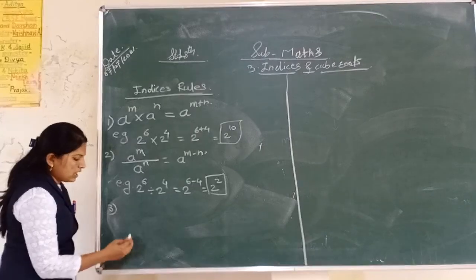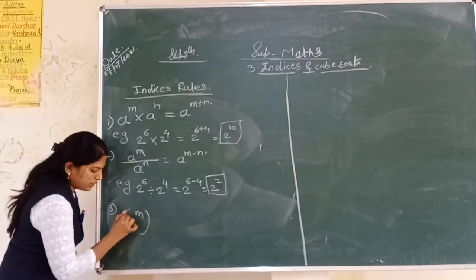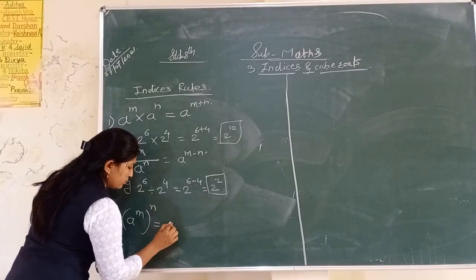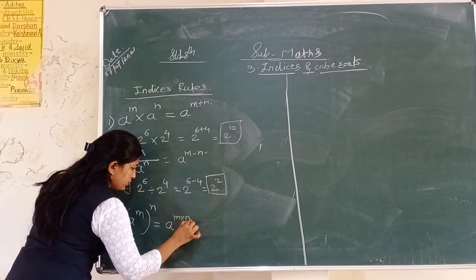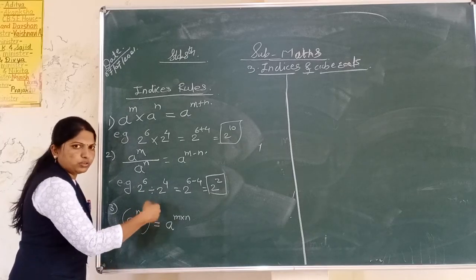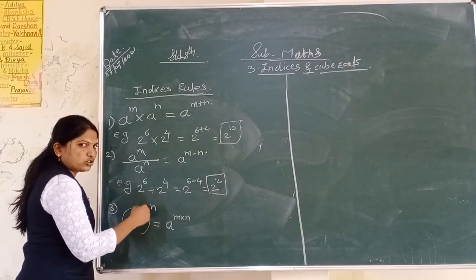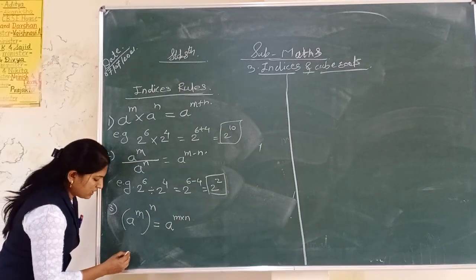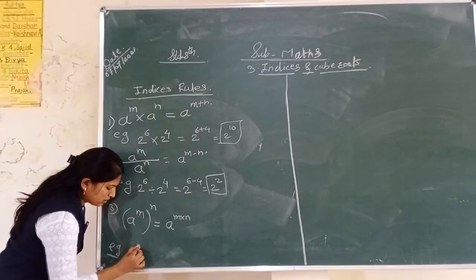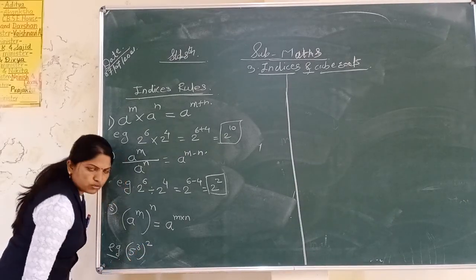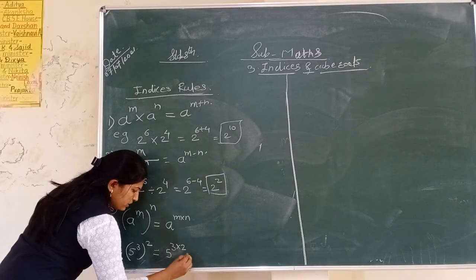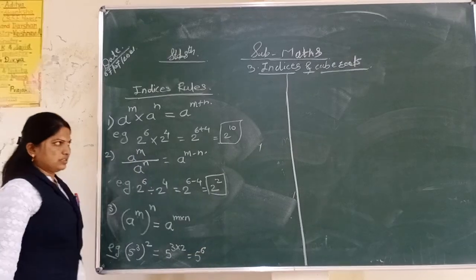Third rule. A raised to m, raised to n, equals a raised to m into n, meaning multiplication. It's called power of the power or index of indices. For example, 5 cube raised to square is 5 raised to 3 into 2, which is 5 raised to 6.